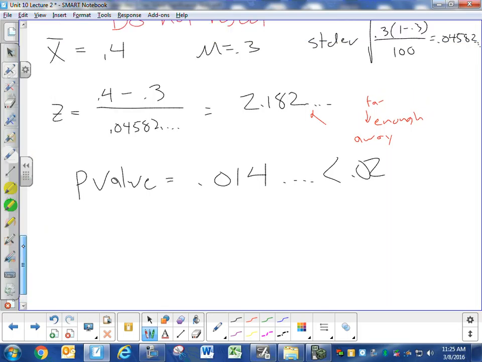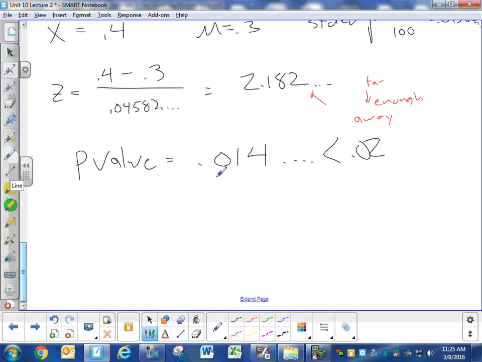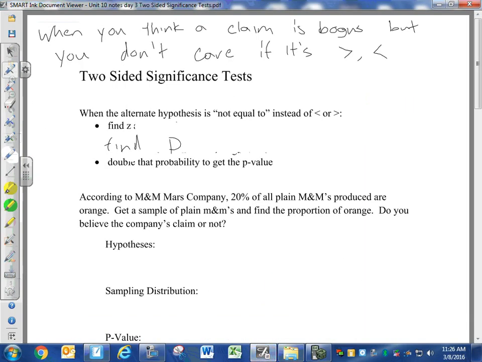But if I change it to just, I don't think it's true, then I have to take this p-value and double it. I get 0.028. Well, that turns out to be greater than 0.02, and all of a sudden I need to now say it is not far enough away. And I would fail to reject. Okay? So everything else is the same. Everything that we've been doing is the same. You just need to double your p-value.